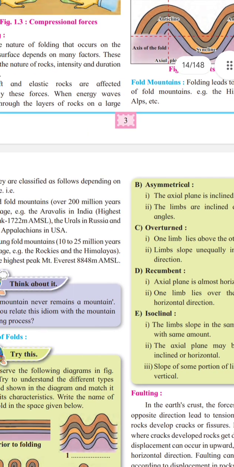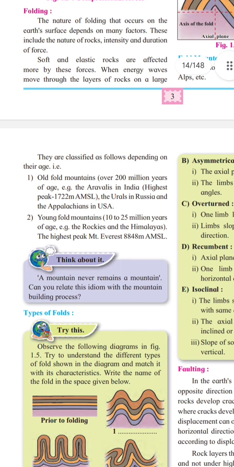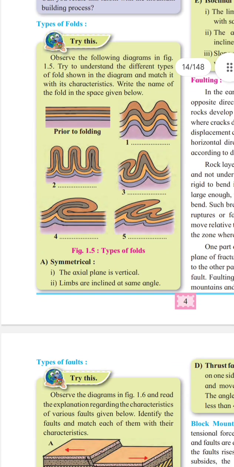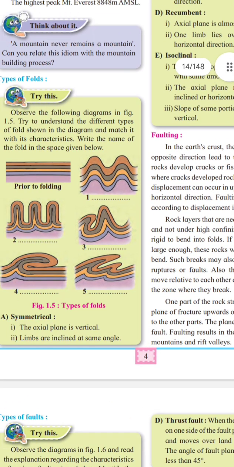Fold mountains: repeated folding over millions of years forms fold mountains. Examples are the Himalayas, Alps, Rockies, Andes, etc. Now, types of fold mountains. Old fold mountains are more than 200 million years old, and because of erosion they are lower in height. Examples are the Aravalli Range, Ural Mountains, Appalachian Mountains, etc.